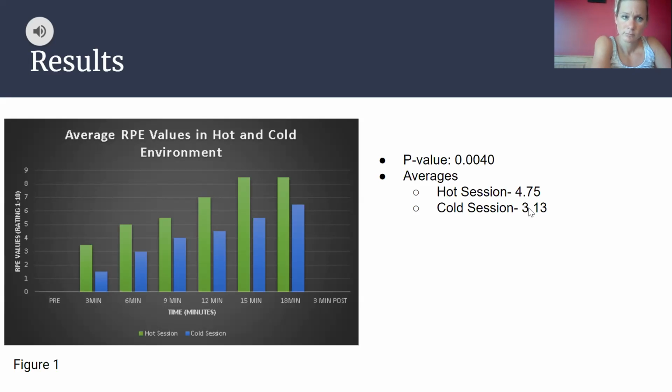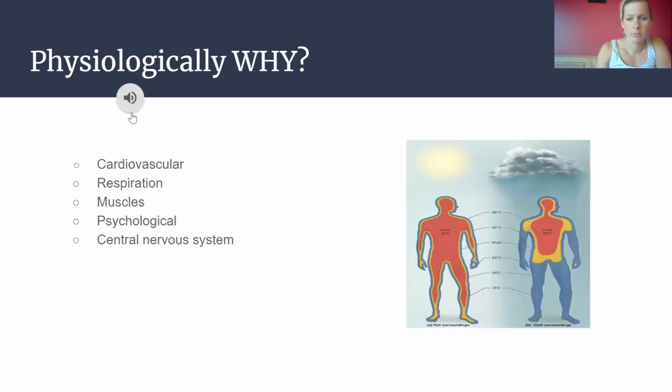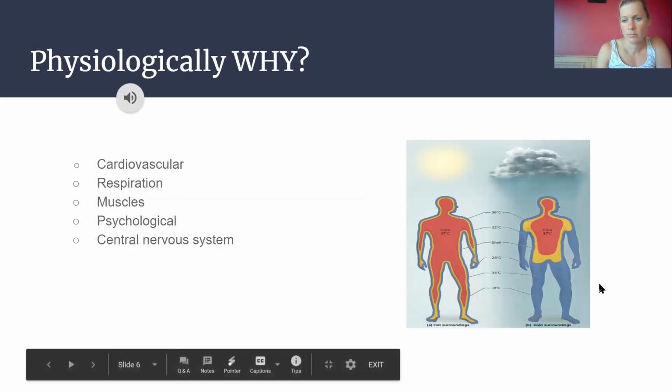You can also see that the pre and 3-minute post areas for both hot and cold sessions were 0, meaning the graph did not show any colors because they were at 0 RPE rating values. Physiologically, why?